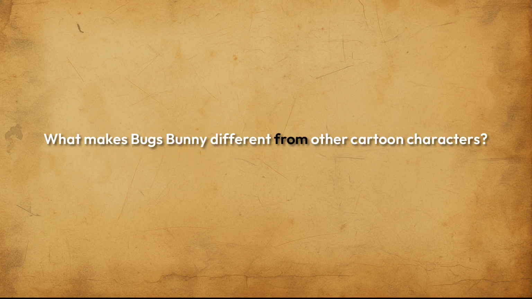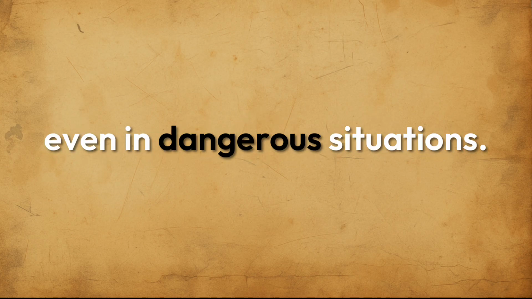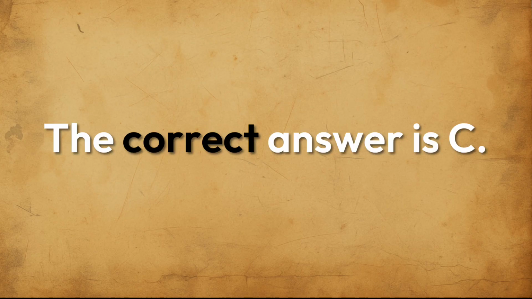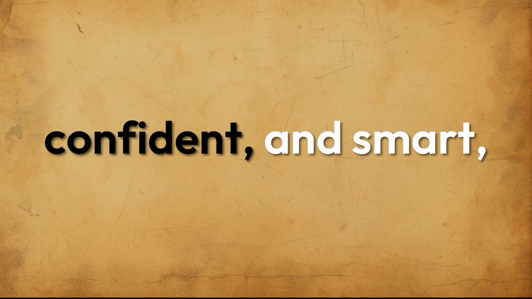Question 3. What makes Bugs Bunny different from other cartoon characters? A. He is always scared. B. He attacks first. C. He stays calm and clever even in dangerous situations. The correct answer is C. Bugs Bunny remains relaxed, confident, and smart even under pressure.